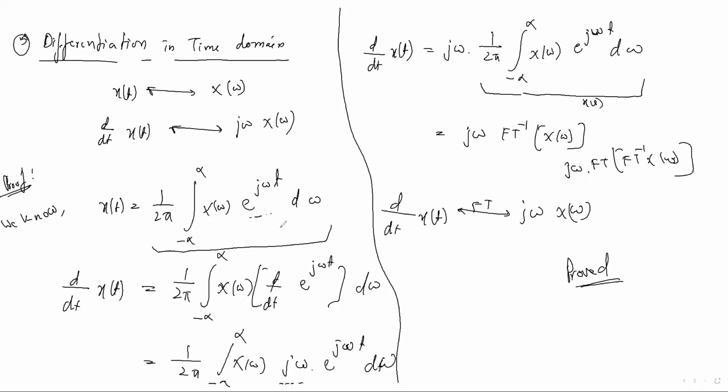Please let me know when you have completed writing. These are important: this differentiation as well as the integration property, and proving them is also important. Take one note: if you take the differentiation up to n times of x(t), then the Fourier transform would be (j omega) to the power n X(omega). Take it as a note.